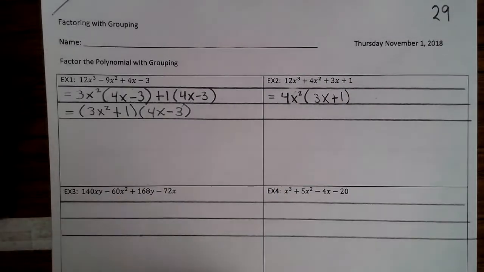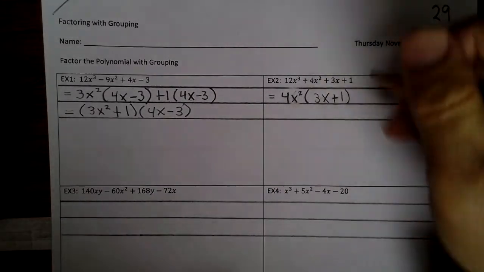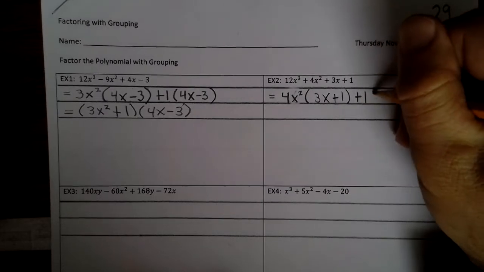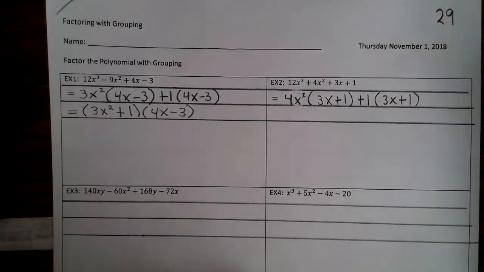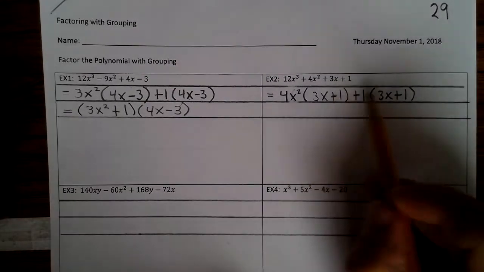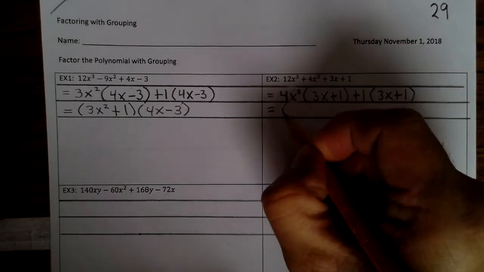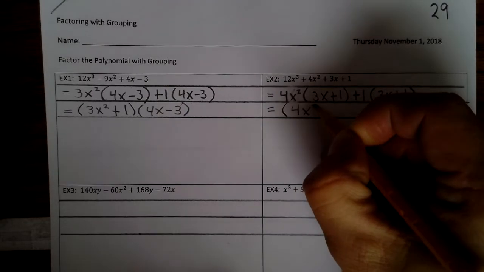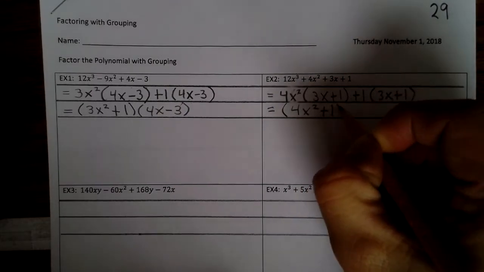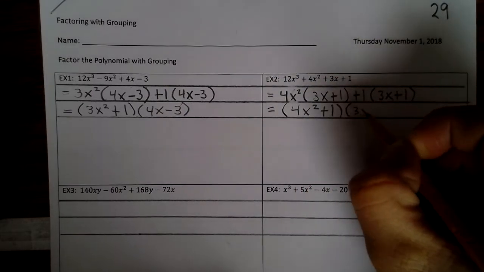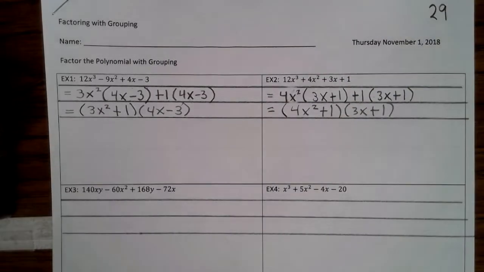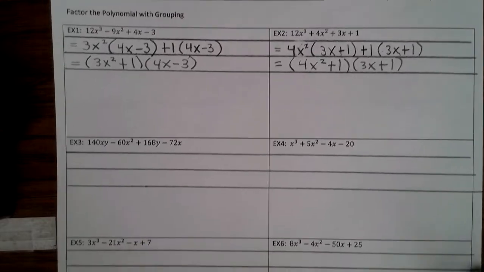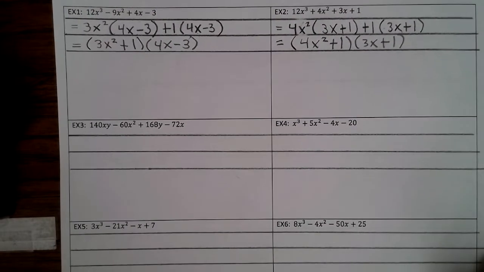And again, the only thing you can factor from 3x to 1 is a plus 1. So you still have 3x plus 1. Now, you know you can factor by grouping if these are the same. They are. So now we have parentheses 4x squared plus 1 times 3x plus 1. All right. Now let's look at example 3 and 4.